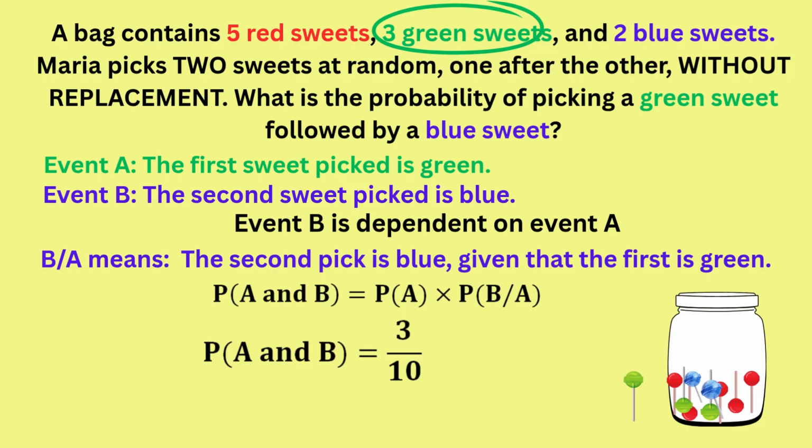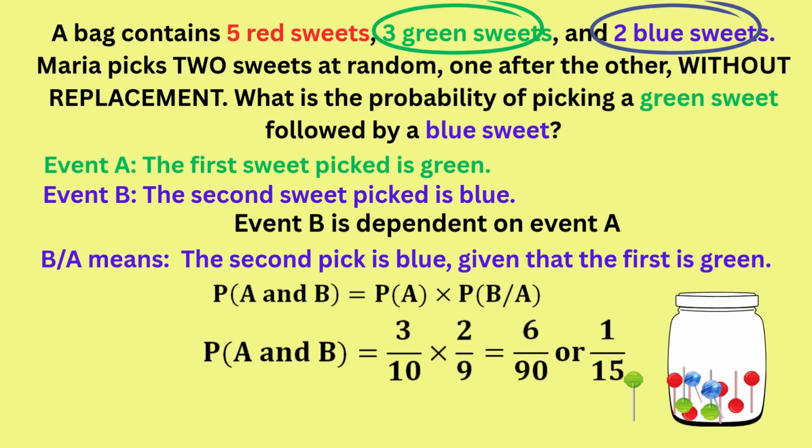Now, assuming the first sweet was green and we didn't put it back, there are only 9 sweets left, and still 2 blue sweets. So the probability of picking a blue sweet, given that the first pick was green, is 2/9. Multiply, and we get the probability of picking a green and then a blue sweet, which is 6/90, or 1/15 when simplified.